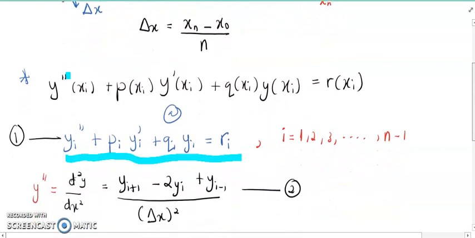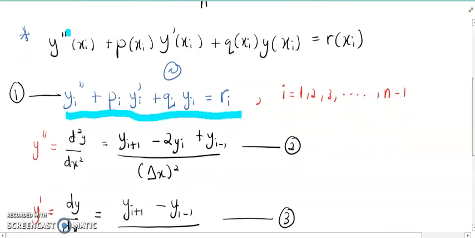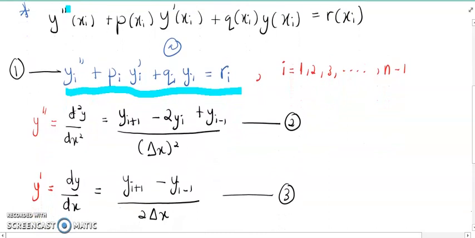Then I also have equation number 2, which is the equation for d squared y over dx squared, the y double prime. This equation is called the central divided difference, and it is used to approximate the value of the second derivative. The next equation is the equation of y prime, the dy over dx, and this is my equation number 3. This equation is called the forward divided difference, and it is used to approximate the value of the first derivative.